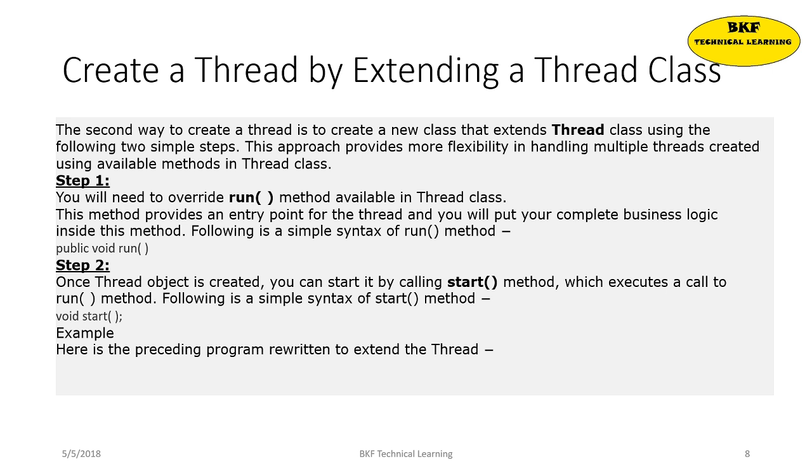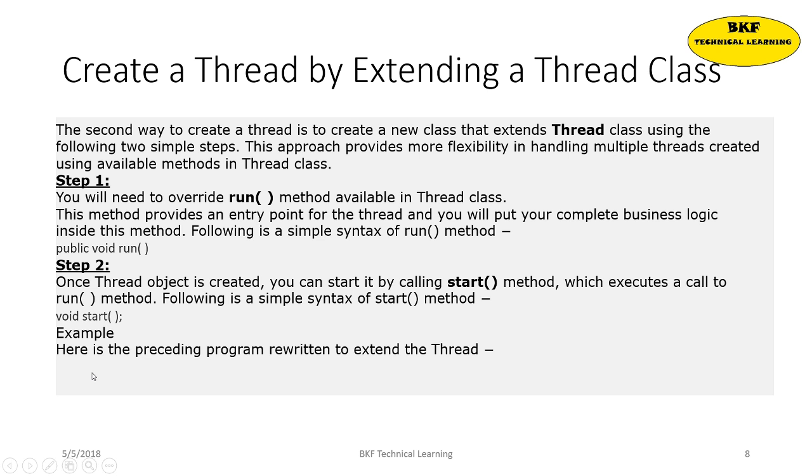So there are 2 steps. In the first step, you need to override run method available in the thread class. This method provides an entry point for the thread and you'll put your complete business logic inside this method. So this is the syntax, public void run. In step 2, you start the object by calling start method, which executes a call to run method. Following is a simple syntax of start method, void start.